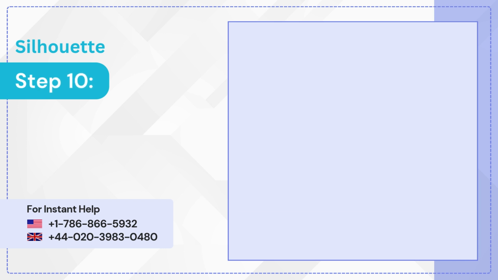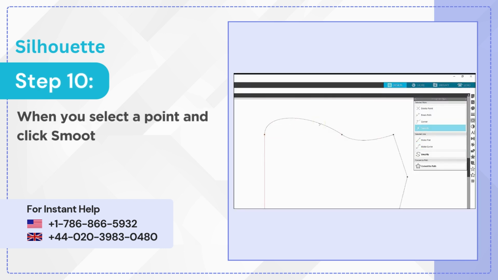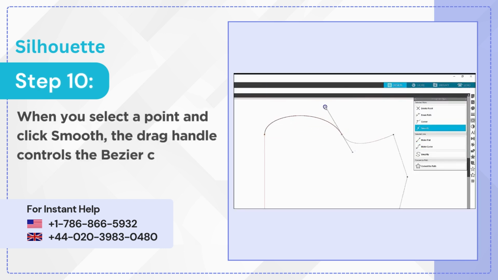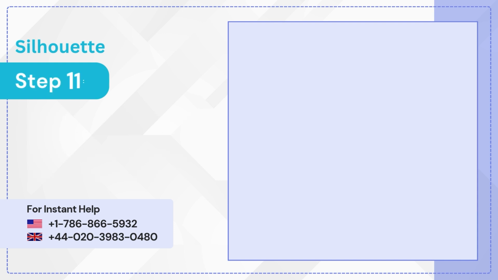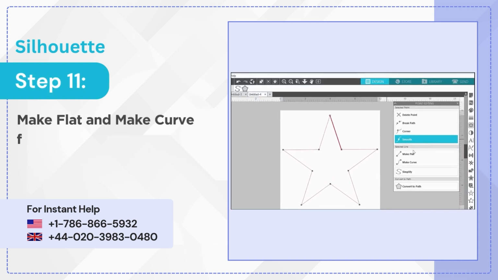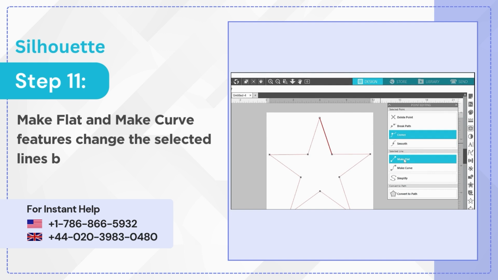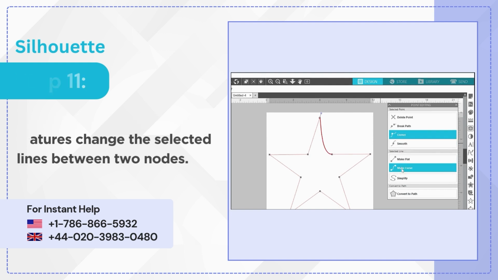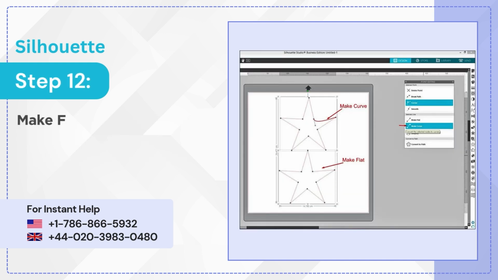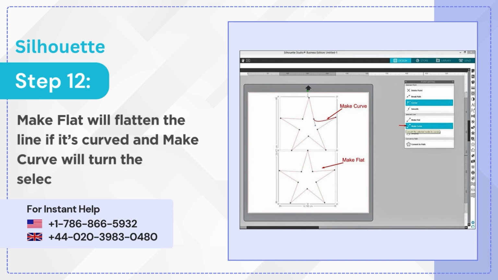Step 10. When you select a point and click Smooth, the drag handle controls the Bezier curve in relation to each other. Step 11. Make Flat and Make Curve features change the selected lines between two nodes. Step 12. Make Flat will flatten the line if it's curved, and Make Curve will turn the selected line into a curve.